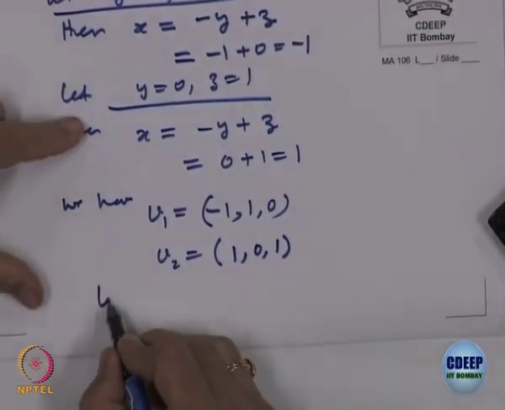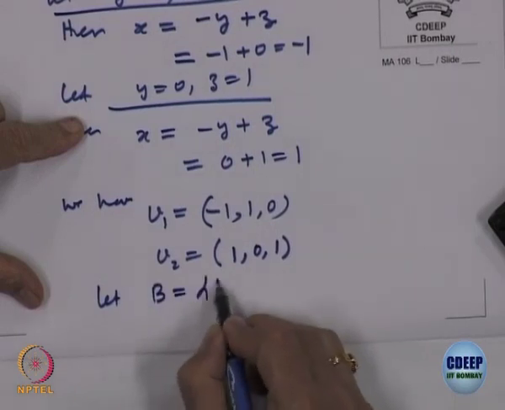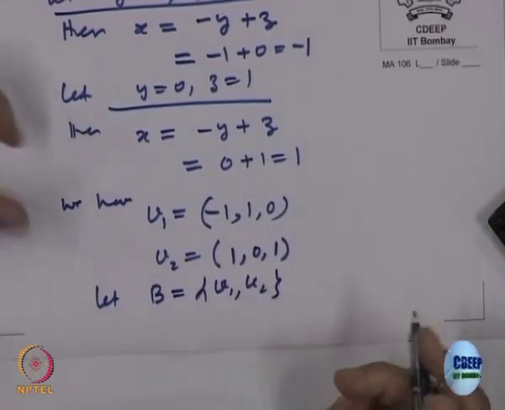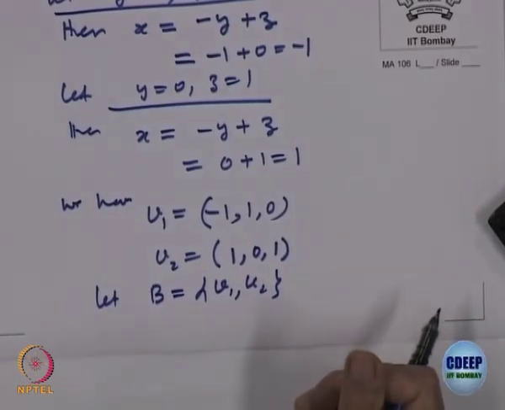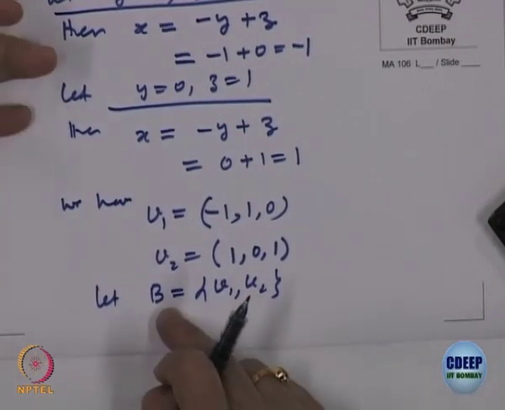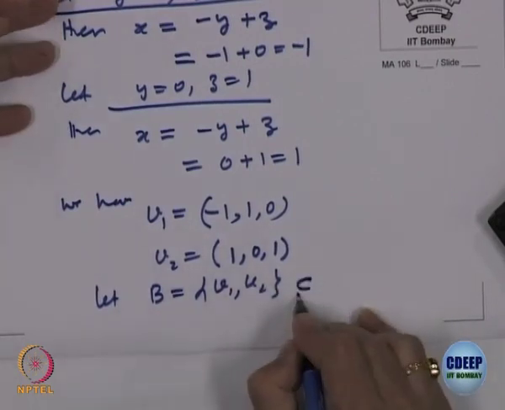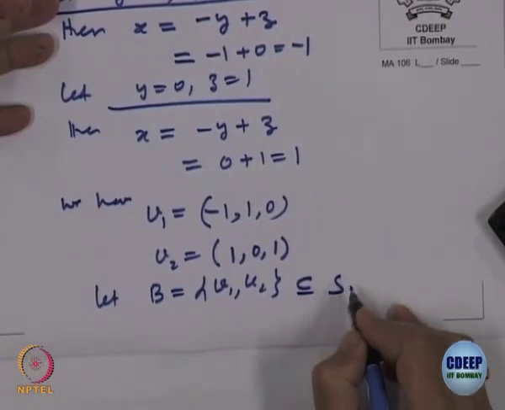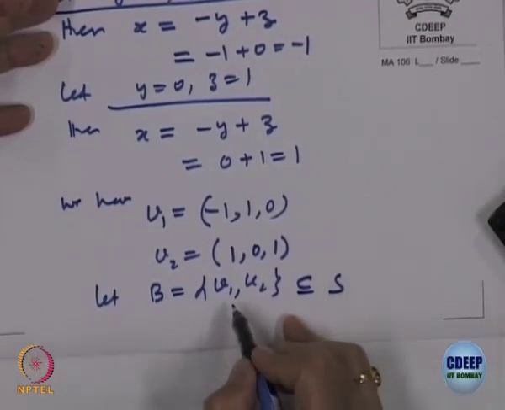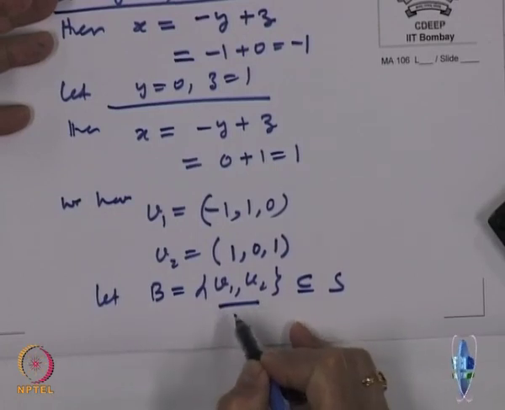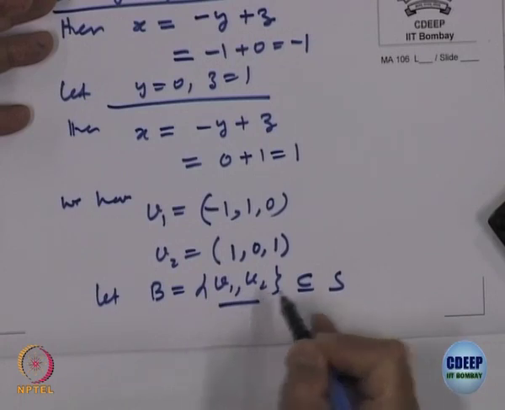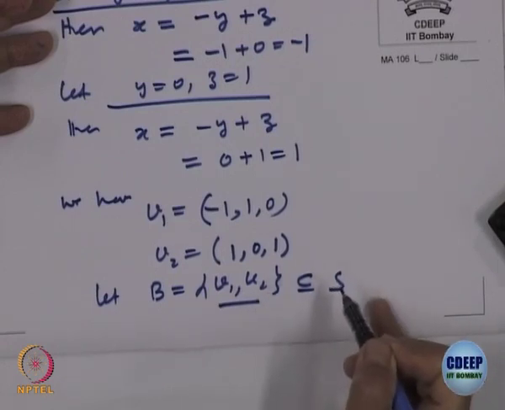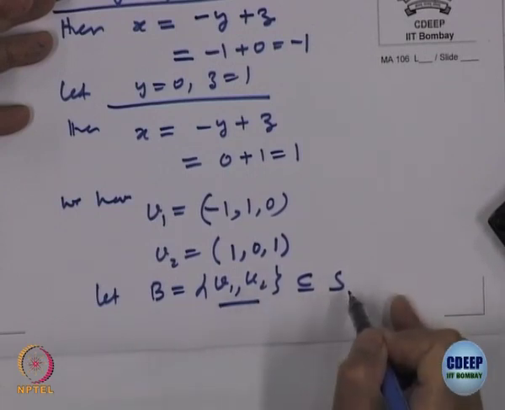So let us form the set. Let B be the set v1 and v2. Okay. So if I can show that this set B is a subset of S, that vector space S, all solutions, and that it is generating everything and it is linearly independent, then this will form a basis for the solution space, right?